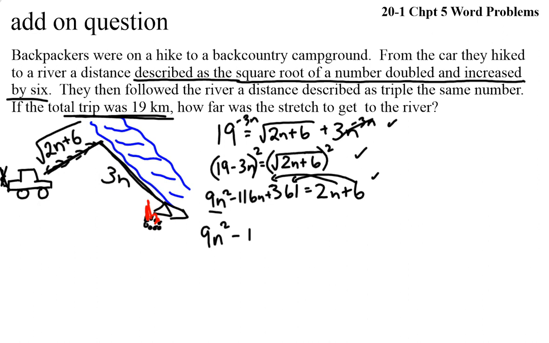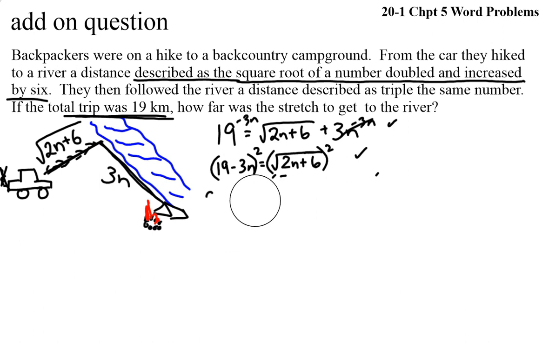Oh, my bad. I apologize. I jumped ahead in a step, which might have confused some of you. We have the 2n plus 6. When we do the FOIL, we end up with 9n squared. But instead of the negative 116, I apologize, I jumped a step there. It's negative 114n, and that's plus 361. Sorry about that. Little backtrack.